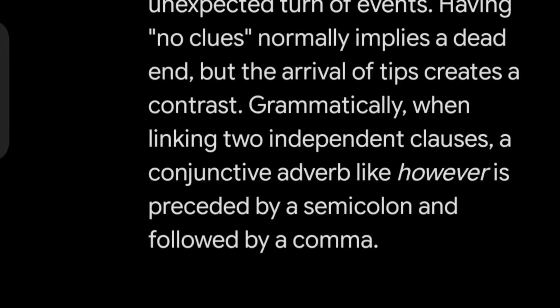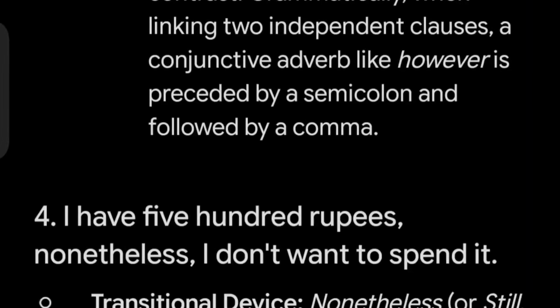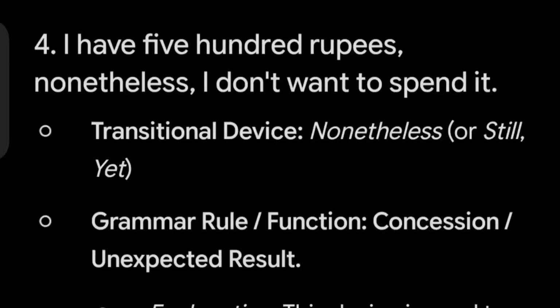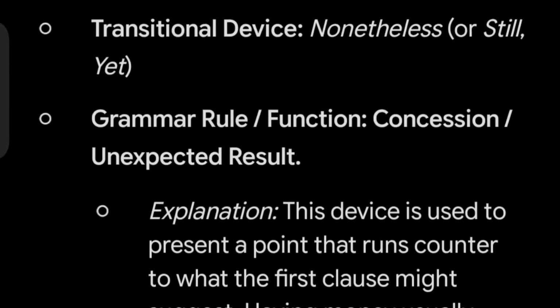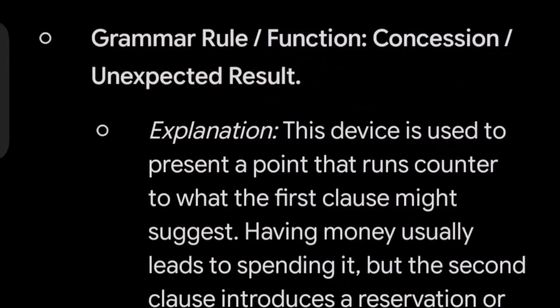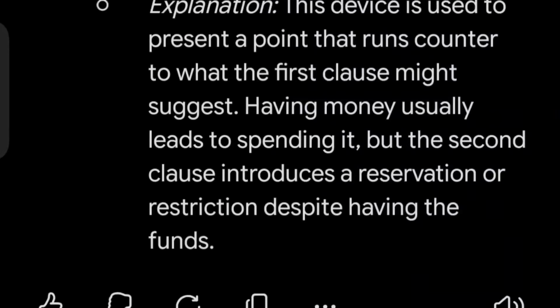Grammatically, when linking two independent clauses, a conjunctive adverb like however is preceded by a semicolon and followed by a comma. 4. I have 500 rupees. Nonetheless, I don't want to spend it. Transitional device: nonetheless, or still, yet. Grammar rule/function: concession/unexpected result.